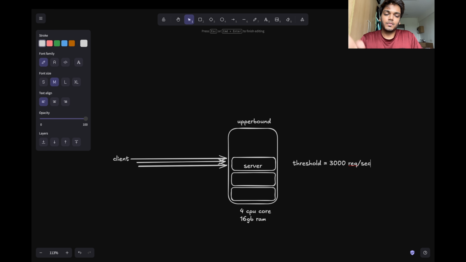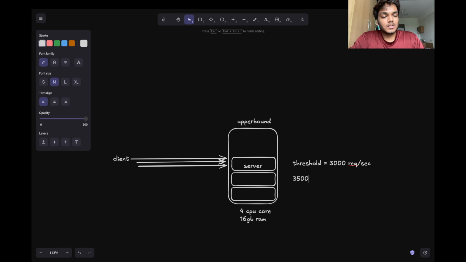And suppose now there is a flash sale, and the number of concurrent requests increases to 3500. We have a threshold of 3000, and now the concurrent requests have exceeded the threshold, which leads to degradation of performance, and our web application eventually slows down and sometimes crashes. So you understand the problem now. Why do we actually need scaling?